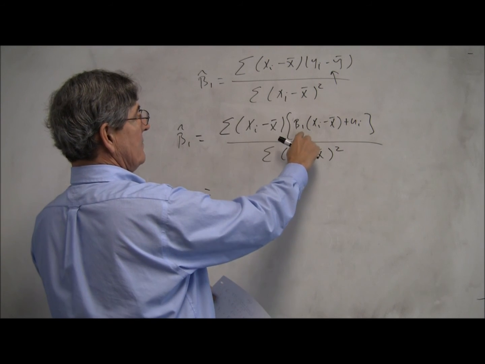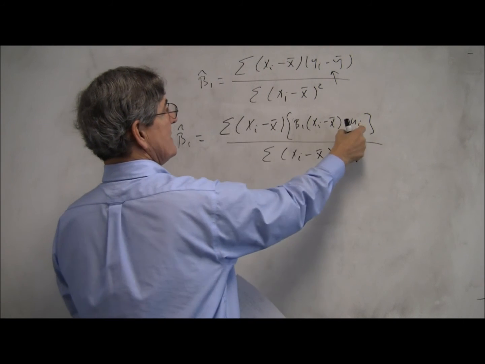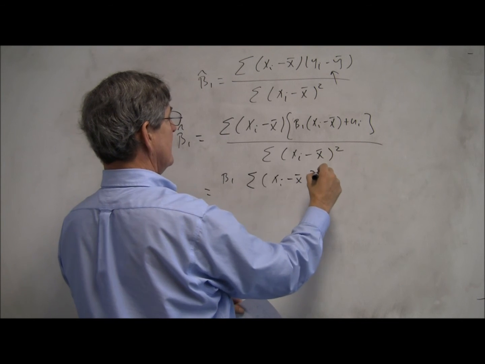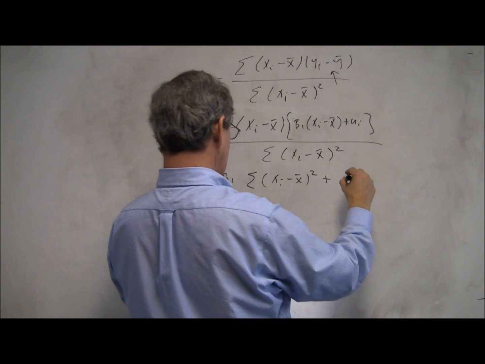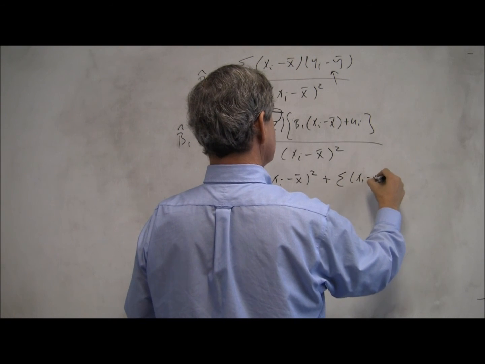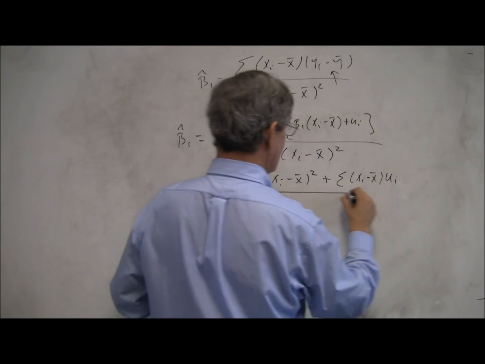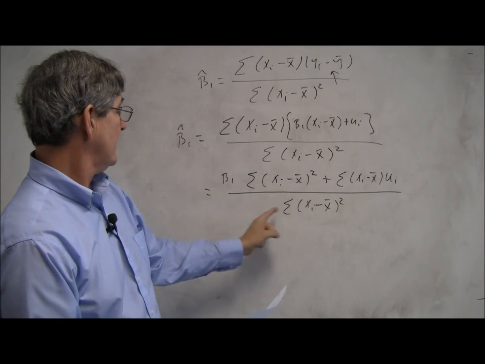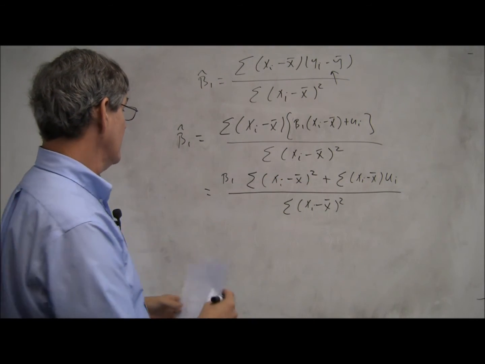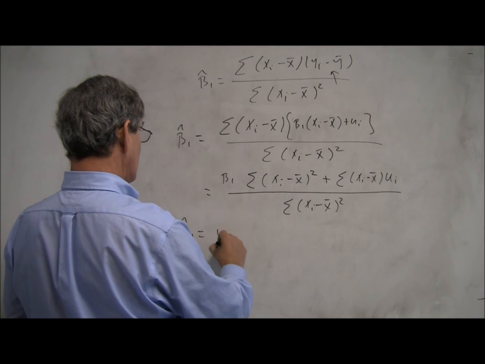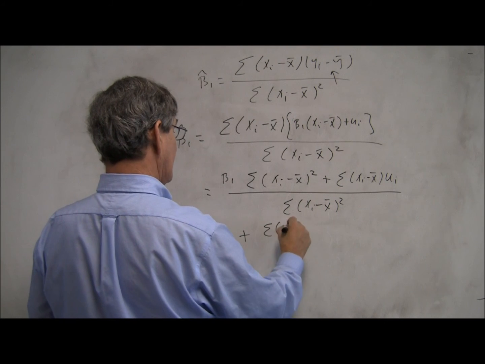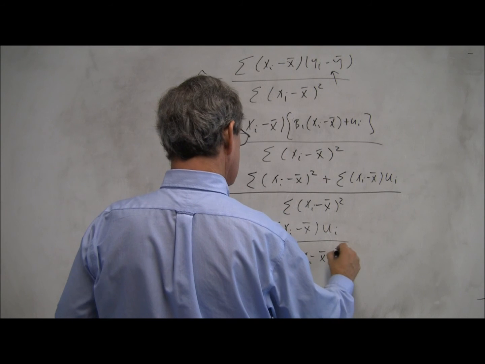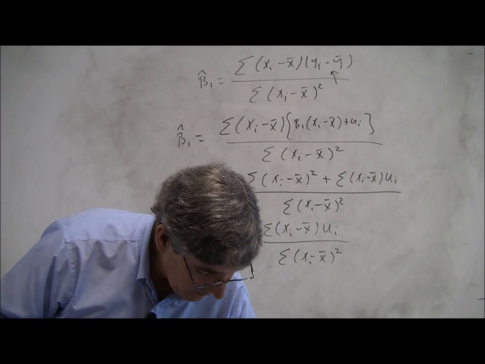That's equal to, I can pull the beta 1 outside the sum. I'm just going to multiply this times this and this times this. That's equal to beta 1 times the sum of the xi minus x bar squared, those two terms, plus the sum of the xi minus x bar times ui over the sum of the xi minus x bar squared. Those are going to cancel. That will cancel that. Not here, but it does cancel there. So beta 1 hat is equal to beta 1 plus the sum of the xi minus x bar times ui over the sum of the xi minus x bar squared. And that's an important formula.